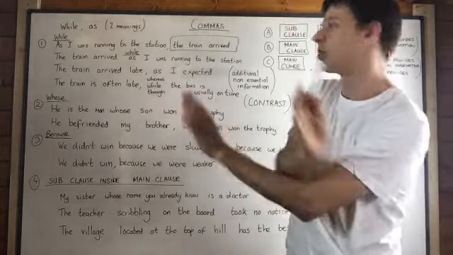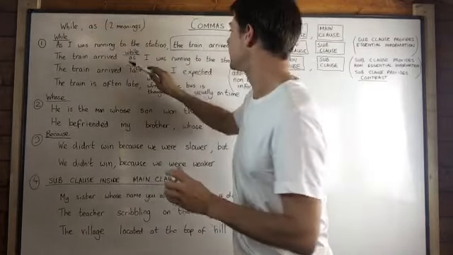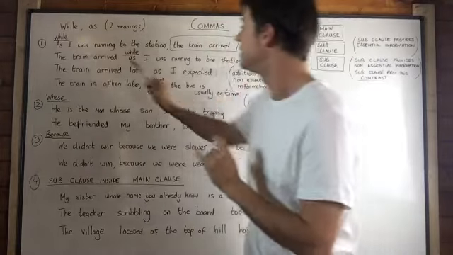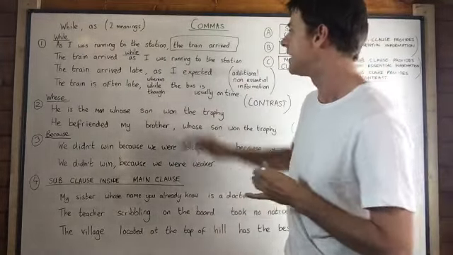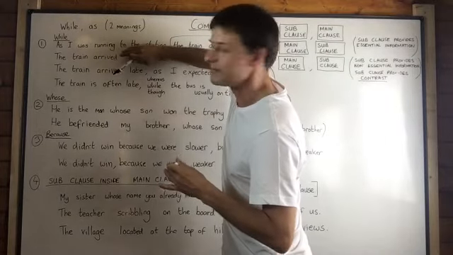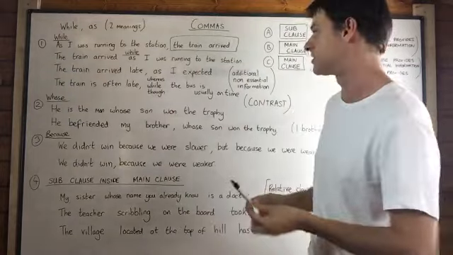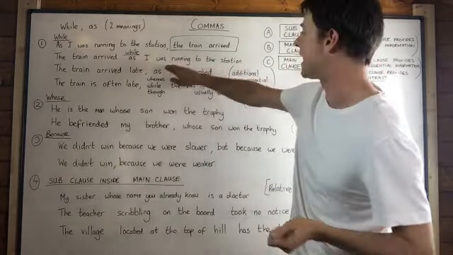And with it this way round, we don't use a comma. Here, this is defining while as I was running to the station. It's essential information. It's telling us the train arrived at the same time as I was running to the station. And without it, it means something very different. We really do need this to tell us more information about the main clause. So it's considered essential here, and we don't have a comma.